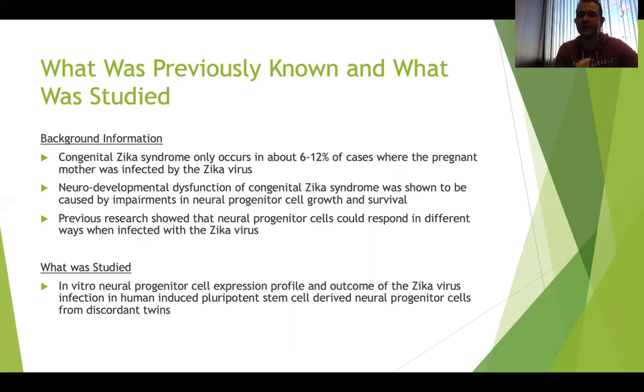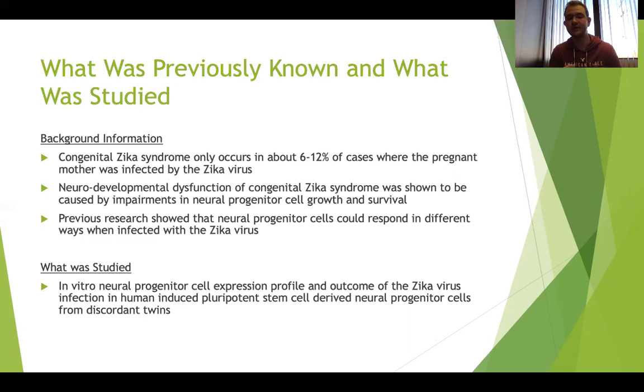And secondly, neurodevelopmental dysfunction of congenital Zika syndrome was shown to be caused by impairments in neural progenitor cell growth and survival. So these two things inspired previous research, which showed that neural progenitor cells could actually respond differently when infected with Zika virus. So the aim of this study was to use discordant twins for the genetic contribution determining the fetus's outcome of gestational infection. Discordant twins means that one of the twins was affected by the condition, and one of them was totally fine.